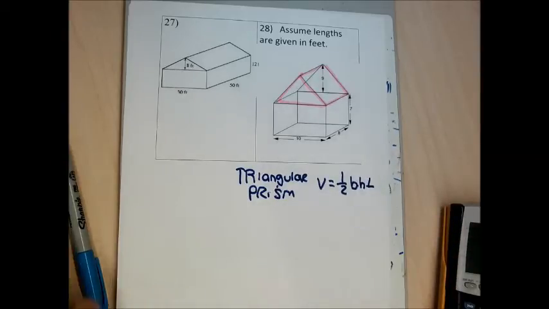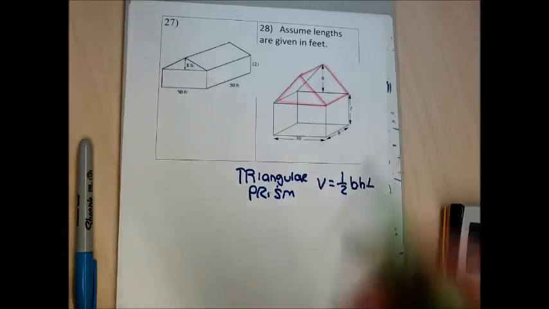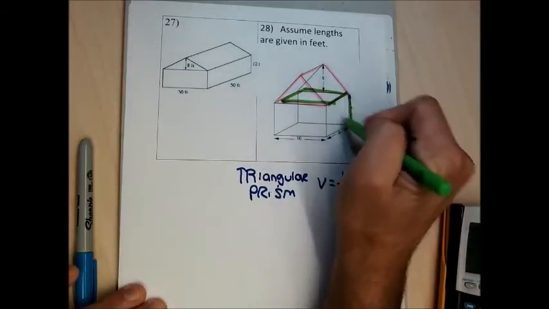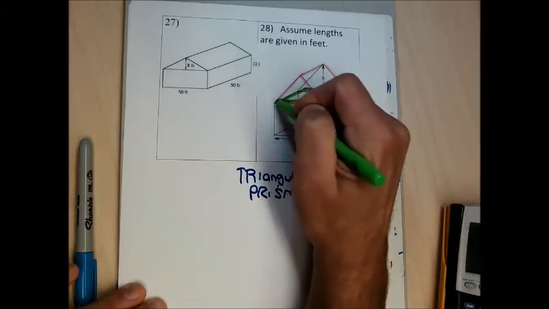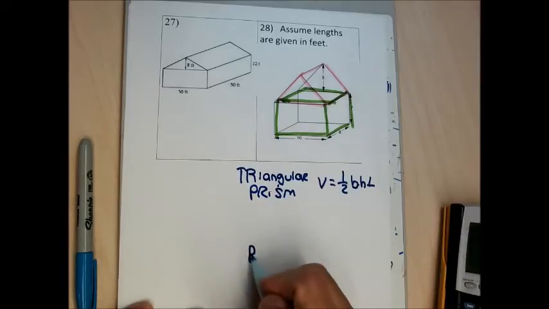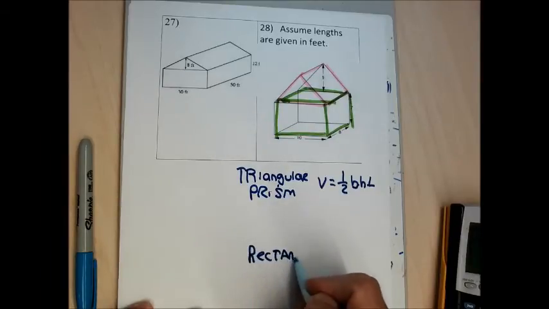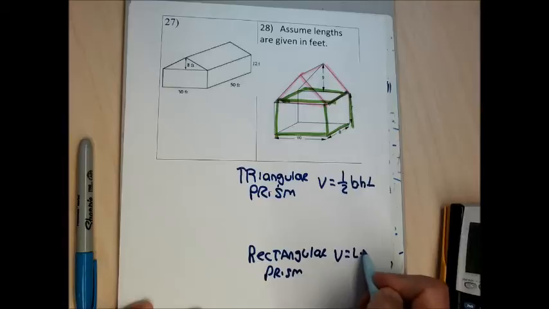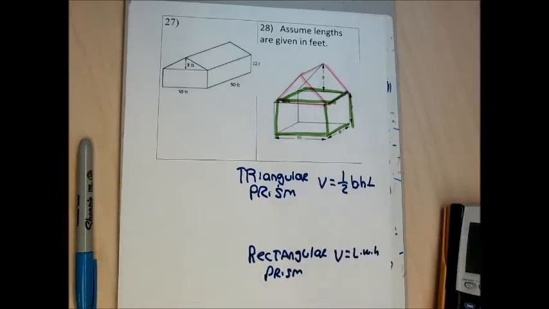And then the bottom part of mine, that bottom part's a rectangular prism. And the volume is the length times the width times the height. So let me go to the top first.